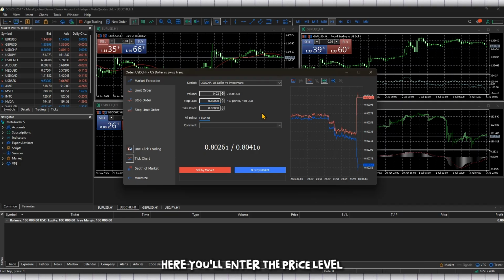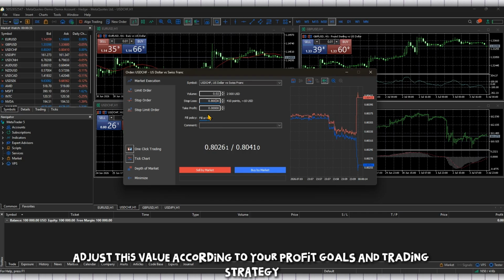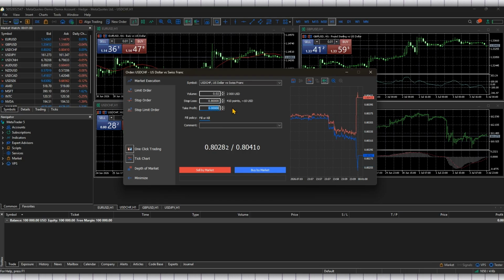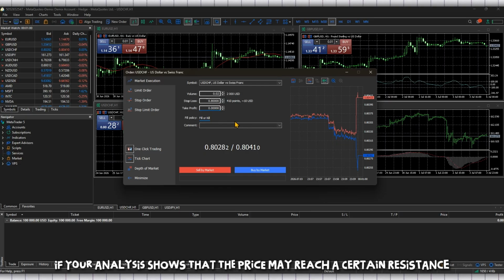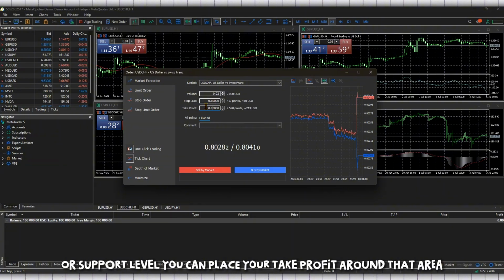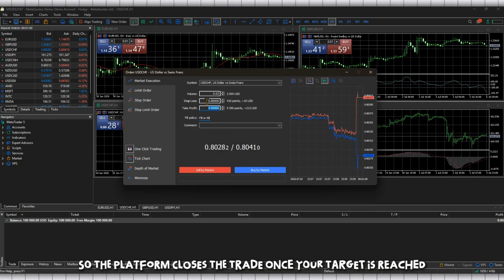After that, find the Take Profit field right below or near the stop loss section. Here, you'll enter the price level at which you want your trade to automatically close when it reaches your target profit. Adjust this value according to your profit goals and trading strategy. The Take Profit feature ensures you lock in your gains when the market moves in your favor, without needing to monitor the trade constantly. For example, if your analysis shows that the price may reach a certain resistance or support level, you can place your Take Profit around that area, so the platform closes the trade once your target is reached.